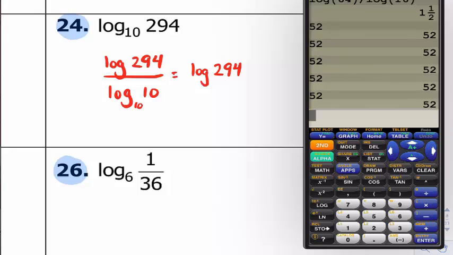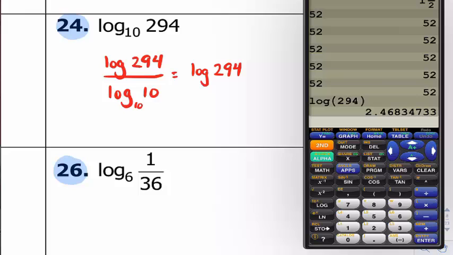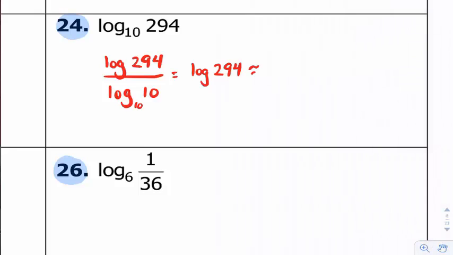Okay, so anyway, I'm going to hit log of 294. And again, I don't have to divide that by log of 10 because that's just dividing by 1. So you plug that in, you get about 2.468. So again, you don't always get pretty answers, just like with any other function. You think 10 to what power is 294? Well, not a pretty number, so that's going to be 2.468.